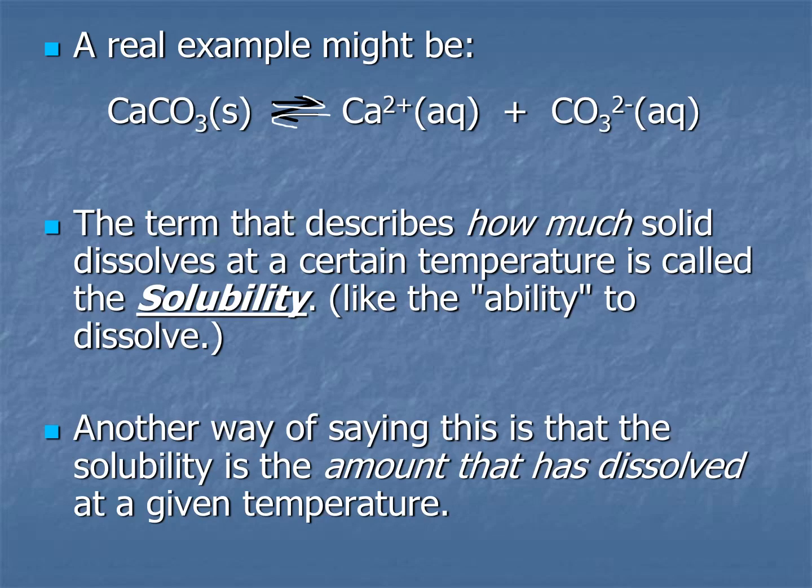The term that describes how much solid dissolves at a certain temperature is called the solubility, like the ability to dissolve, or to become the solute. Because the solute is the thing that is dissolved, so solubility, the ability to become the solute. If something is soluble, it is able to be the solute. Another way of saying this is that the solubility is the amount that has dissolved at a given temperature. Specifically at a given temperature, because remember, the only thing that can change equilibrium, the K, is temperature. So it has to be at a specific temperature. This is the certain solubility.